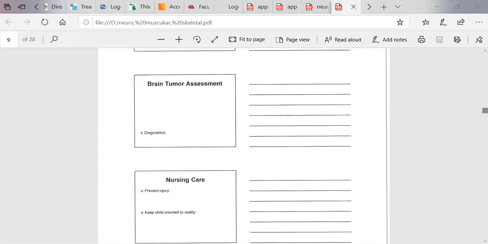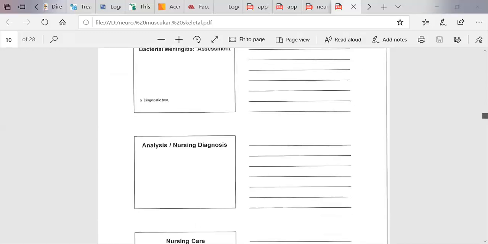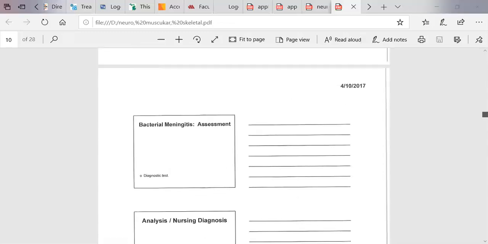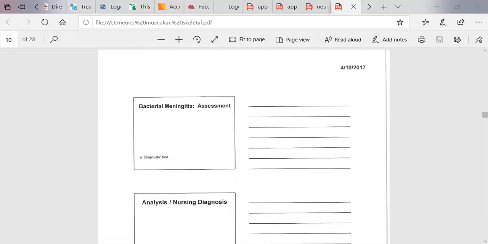I'm going to give you some information on bacterial meningitis because I think that's the next thing on your slide. I'll stop after that because then we've got a case study that goes along with this. Okay, bacterial meningitis should be on page 1372.